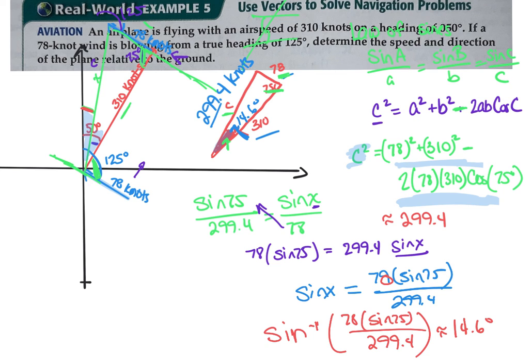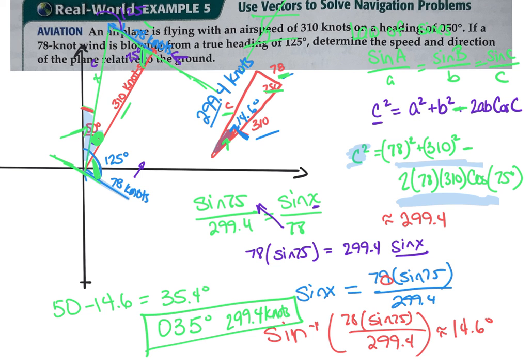Am I done? If I ask the question, it's probably no, okay? Look here. We solved for this little piece right here, but I actually need this little piece. So I need to take 50 and subtract the 14.6, which gives 35.4 degrees. And actually, because it's a true bearing, how do I need to write him? 035 degrees at 299.4 knots is my actual answer, after all this craziness.